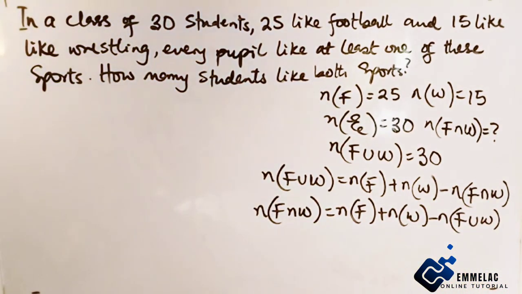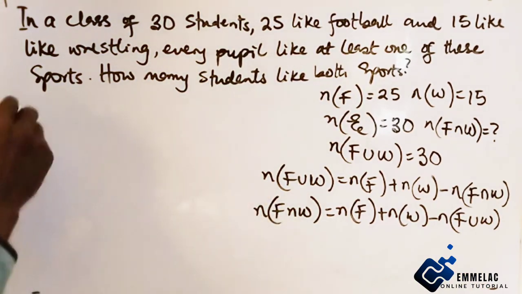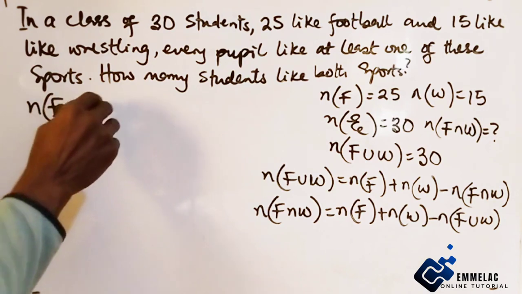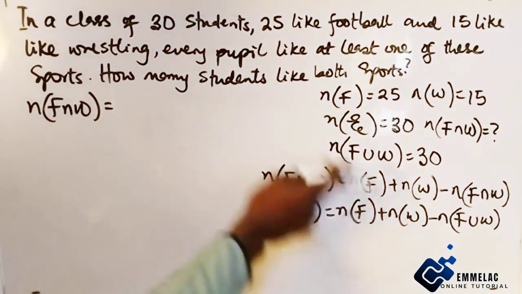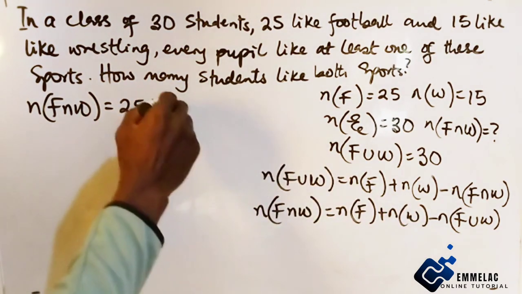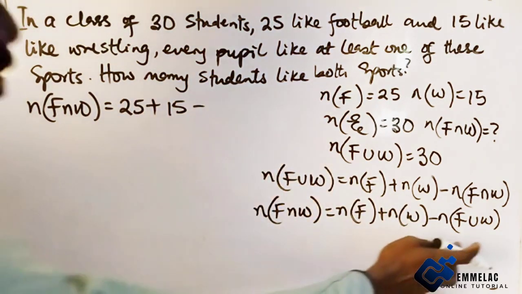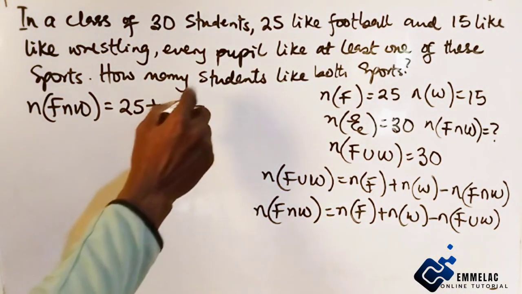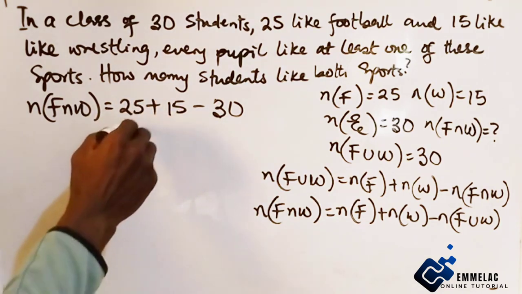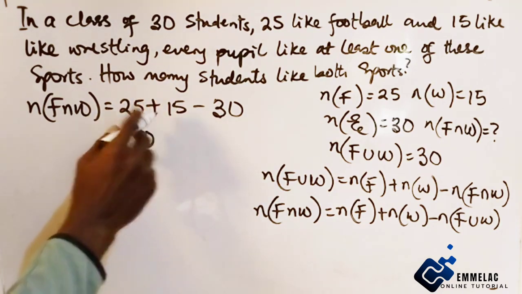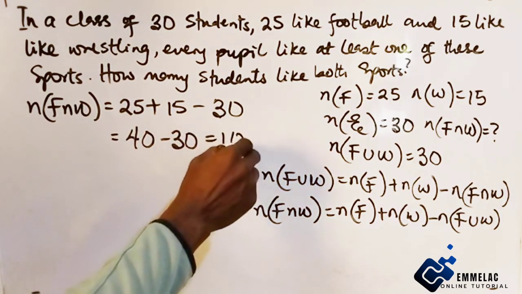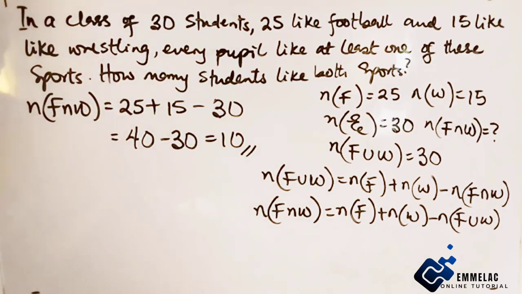In this case, the number of F intersection W: the number of F is 25, plus the number of W is 15, minus the number of F union W, which is 30. So 25 plus 15 is 40, minus 30, which equals 10. This is the first method.